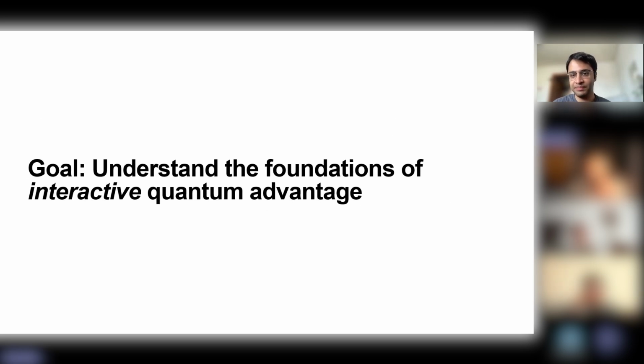So the goal of our paper is to understand the foundations of this kind of interactive quantum advantage. And just a heads up, I will be using the term proof of quantumness interchangeably with verifiable quantum advantage, the way I defined it. So proof of quantumness just means this. In other contexts, people use it slightly differently, but for this talk, proof of quantumness means verifiable quantum advantage. So the goal is to understand the foundations of interactive proofs of quantumness.